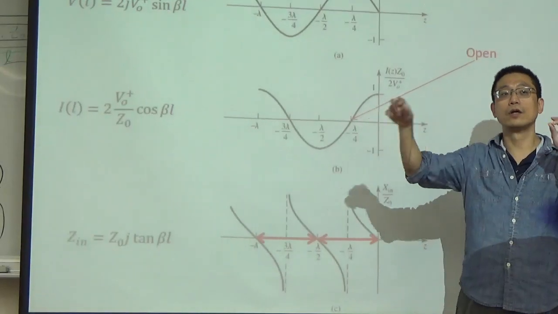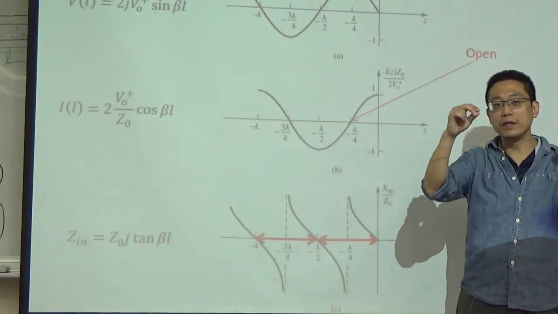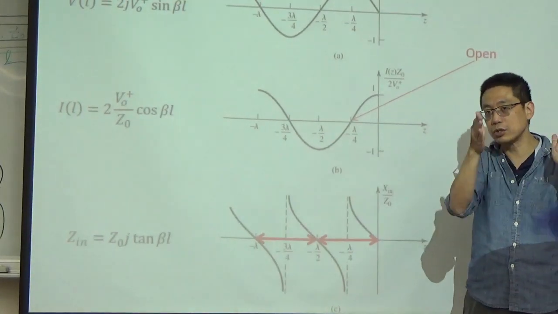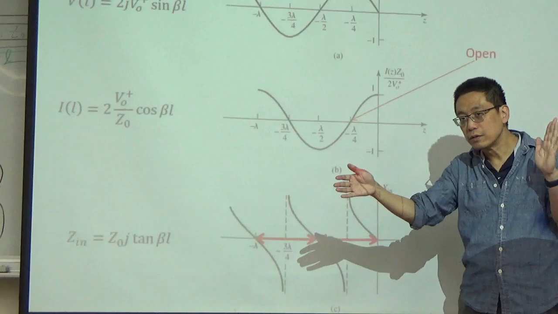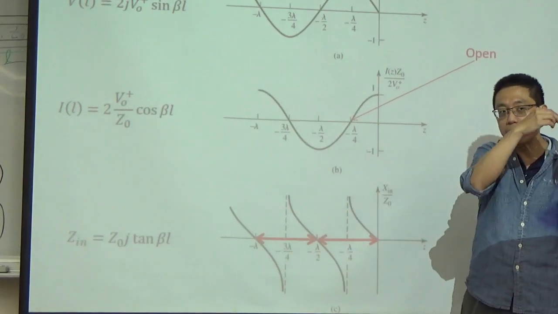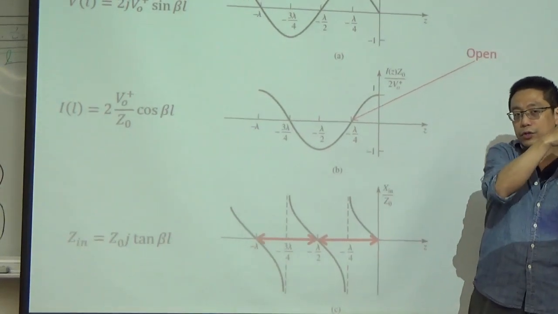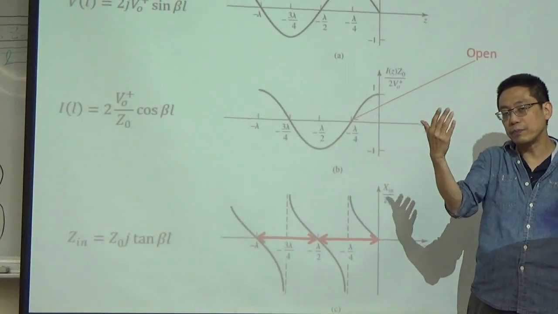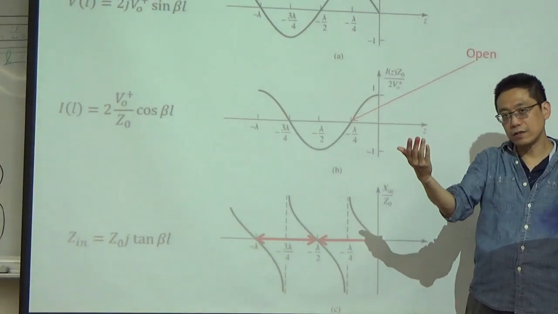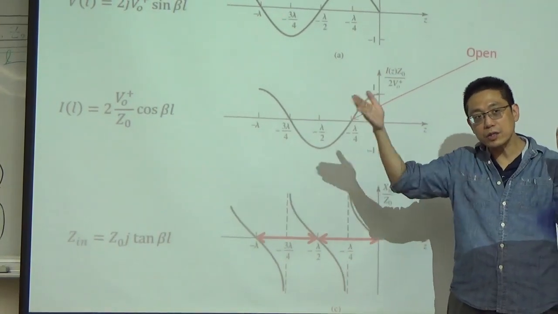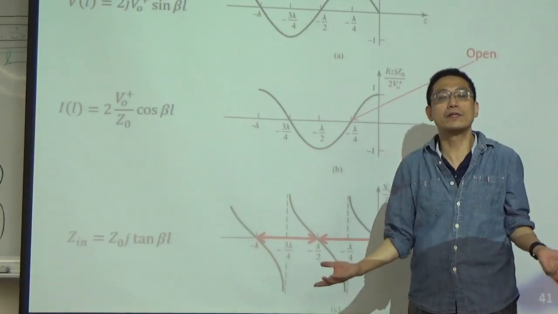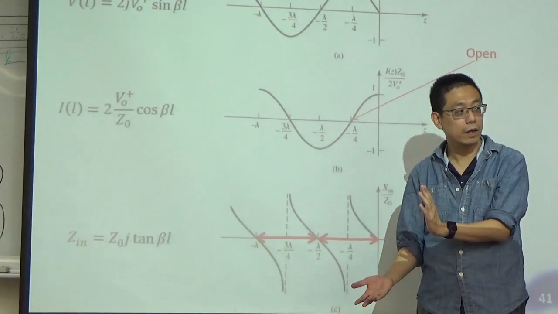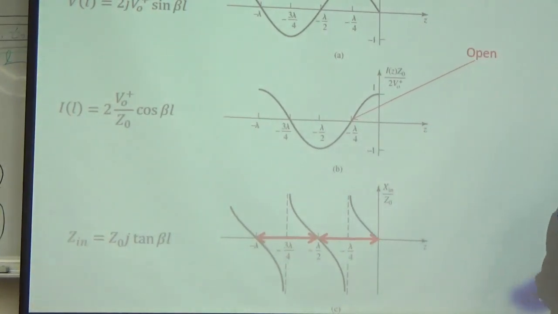Your voltage, your current, your impedance is changing according to your position. Okay? So you connect your transmission line to a load which is short. The input impedance will become infinite at some position. It looks like open. Short becomes open. Okay? This is important.